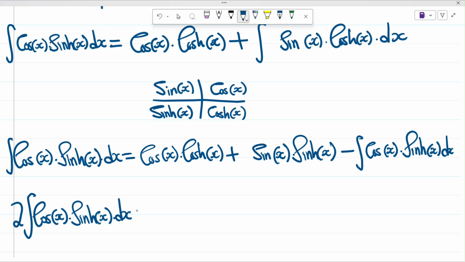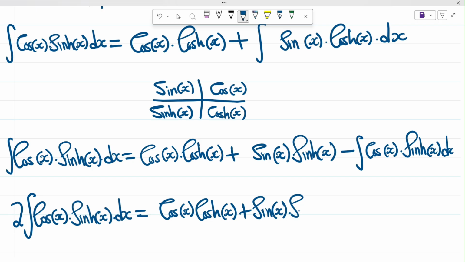dx, which is equivalent to, I now copy down what is on my right hand side. So this is going to be just hyperbolic cos of x multiplied by cos of x, of course, plus sine of x multiplied by the hyperbolic sine of x.